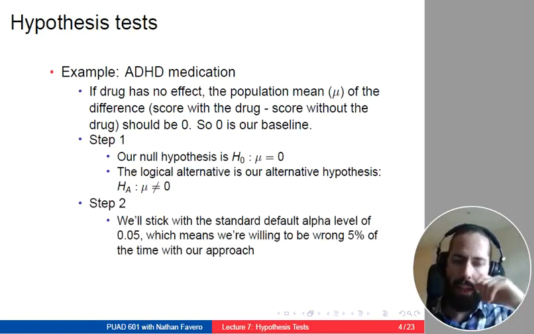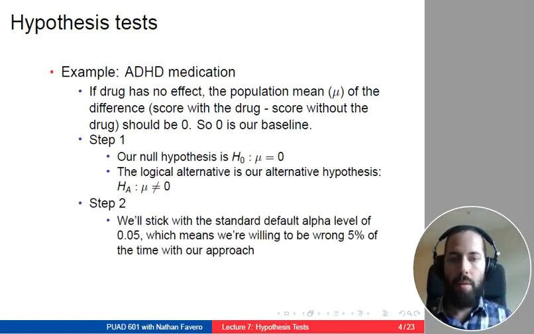We'll talk more about alpha levels in the next video. But the basic idea is that if you're not sure what your alpha level is supposed to be, you should probably just stick with 0.05. That means we're willing to be wrong 5% of the time with this approach. It corresponds to selecting a 95% confidence interval, which is something you've seen before in this class. So again, if you're not sure what to do for an alpha level, the default is typically 0.05 or 5%. We would write that formally like this: alpha equals 0.05.